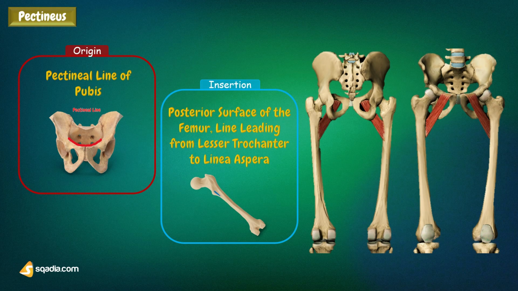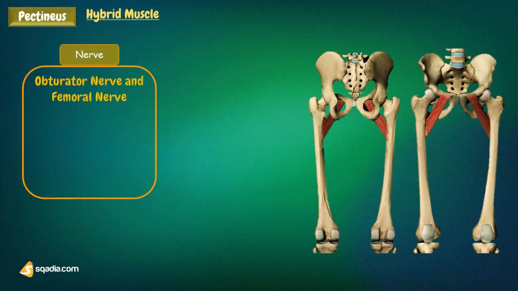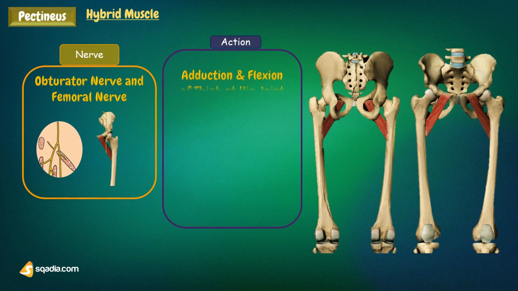Just like the adductor magnus muscle, pectineus is also a hybrid muscle with dual innervation. It is innervated by the obturator nerve and the femoral nerve simultaneously. The muscle functions as both an adductor and flexor of the thigh at the hip joint. That is all about the muscles of the medial or adductor compartment of the thigh.